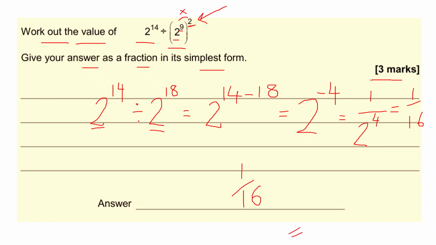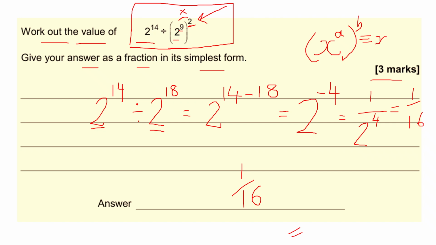And that is worth 3 marks from a higher tier GCSE Maths exam past paper. Looking at simplifying with our laws of indices, remember, when you've got a base raised to a power, raised to another power, we multiply the powers, so it's the same as x to the power of A times B. When you're dividing with the same base, you subtract the powers. When you multiply with the same base, you add the powers. Those are your main 3 laws of indices for GCSE Maths.